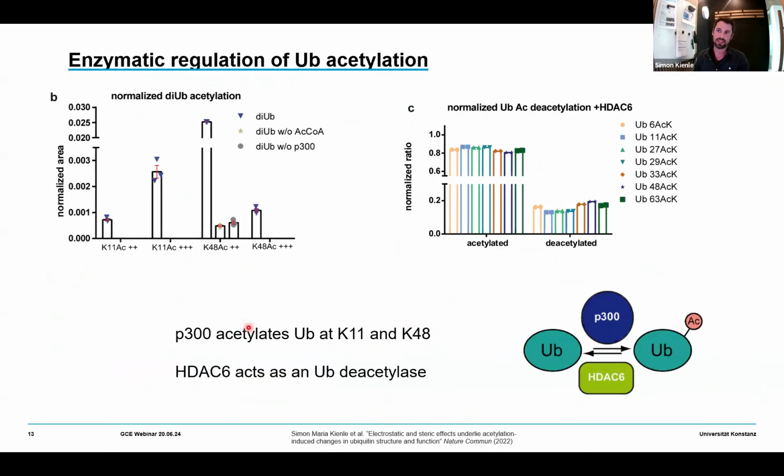Next, we also investigated the enzymatic regulation of ubiquitin, and to cut a long story short, we could show that P300 acetylates ubiquitin at position 11 and at position 48, and that HDAC6 acts as a deacetylase for every single acetylated ubiquitin variant. So we can actually add P300 and HDAC6 to the picture of ubiquitin acetylation.